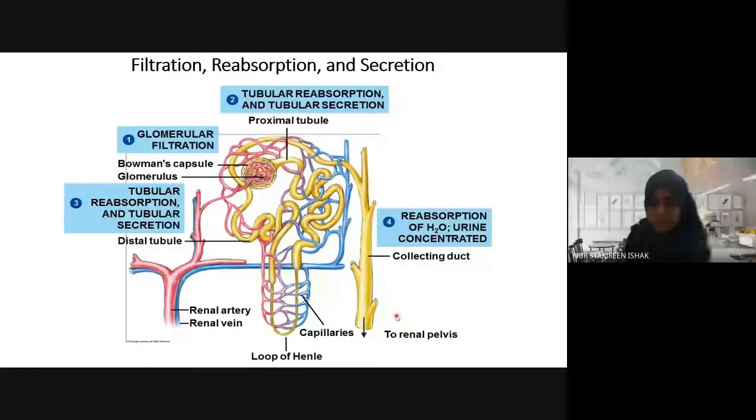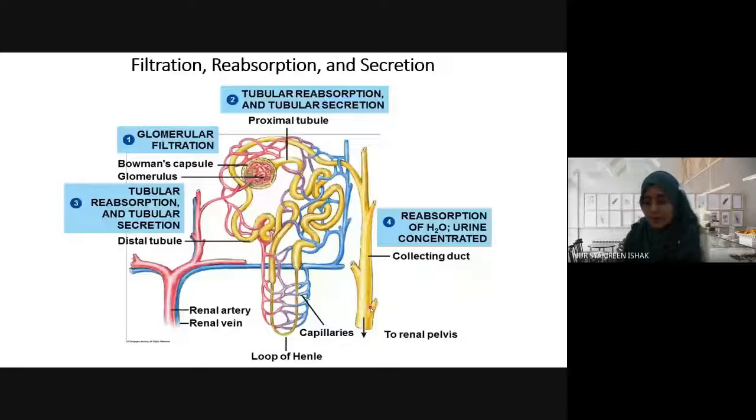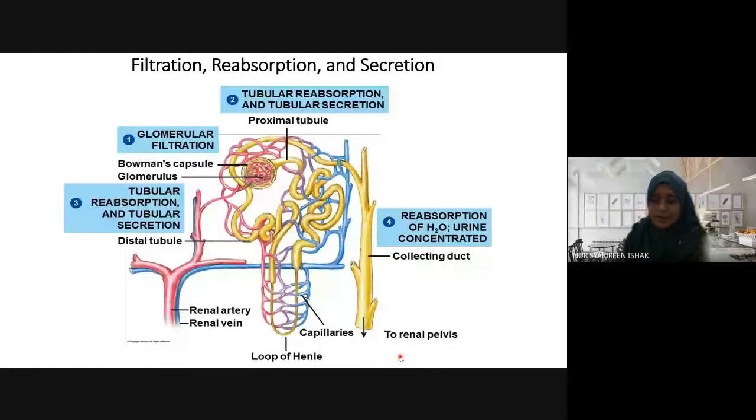And then you will form concentrated urine here, depending on your body. Depending on the situation, you can produce hyperosmotic urine or hypoosmotic urine. Hyper is concentrated urine, hypo is diluted urine. Okay, and then to the renal pelvis, and then it enters into the ureter, urinary bladder, and then out through the urethra.